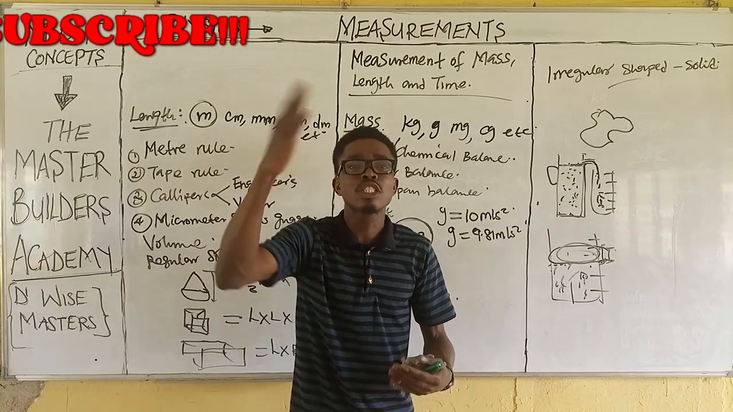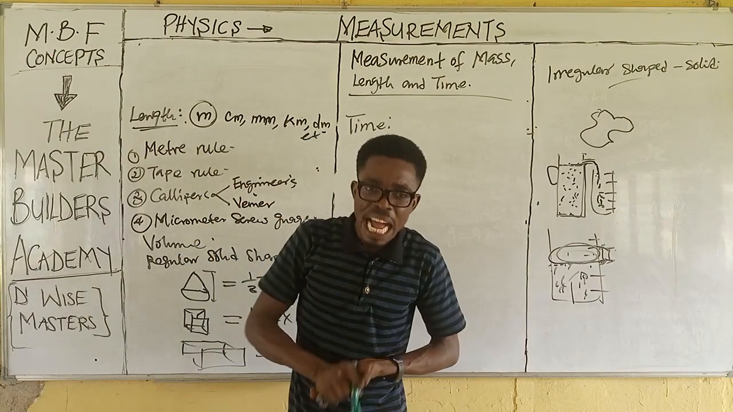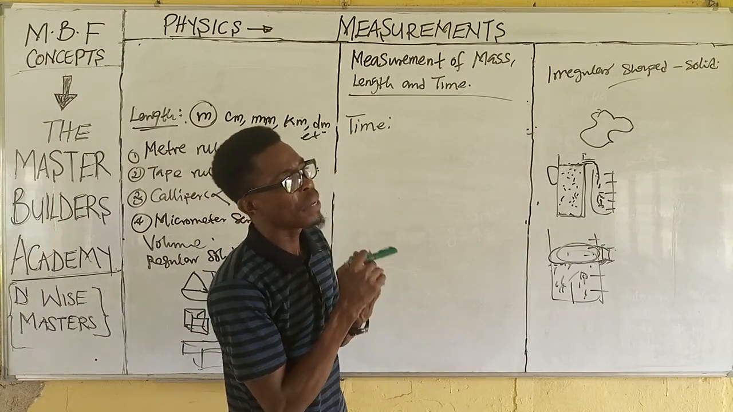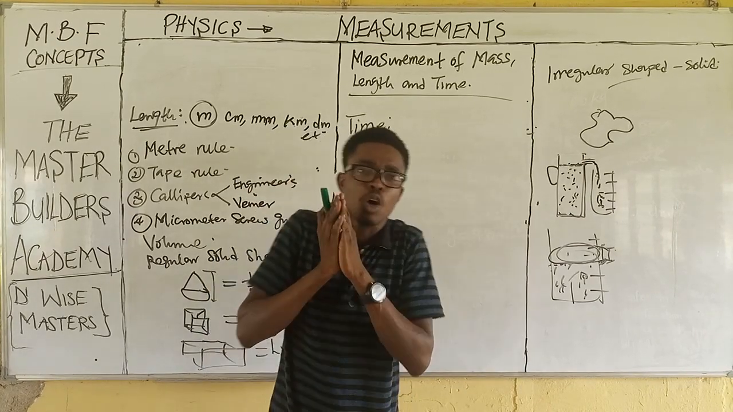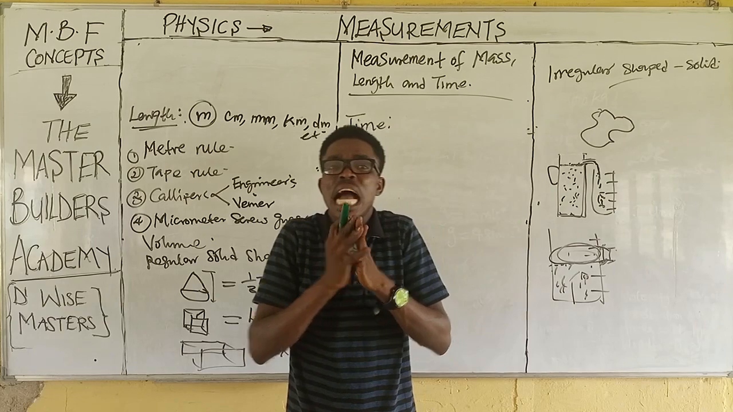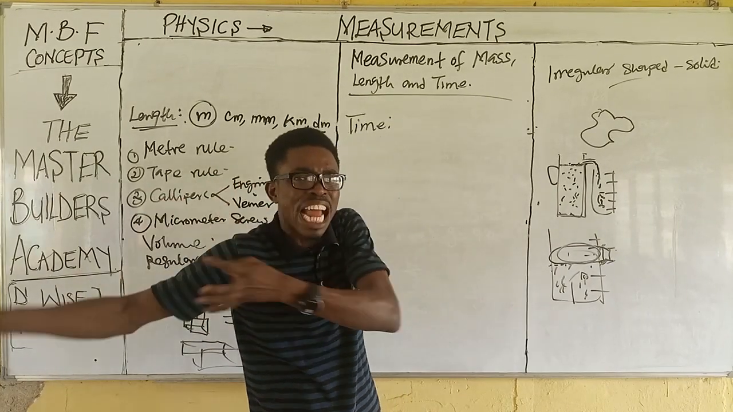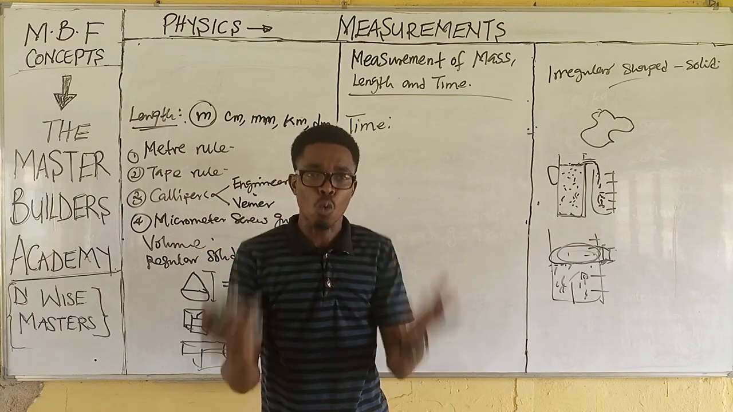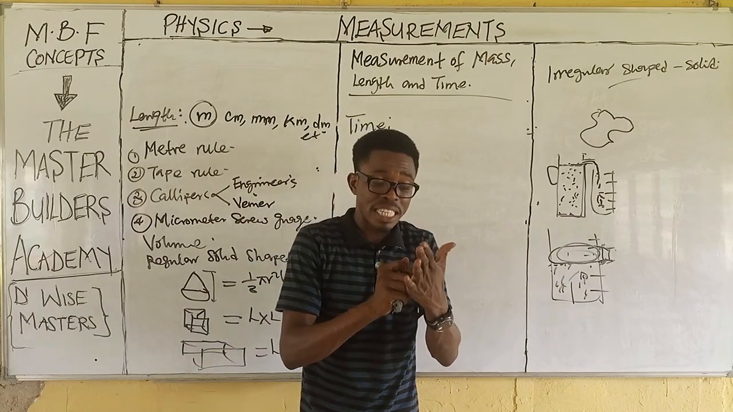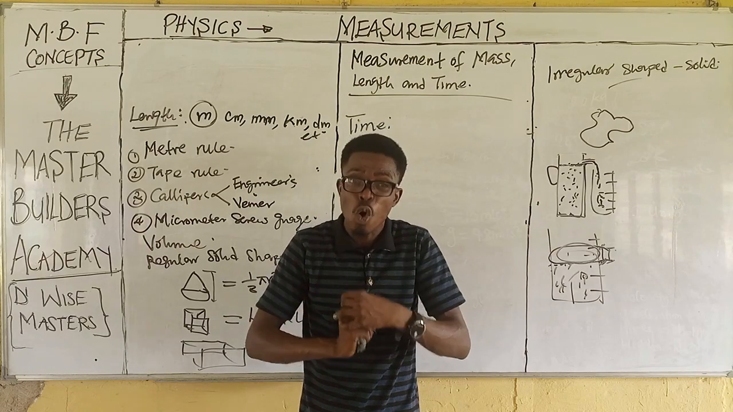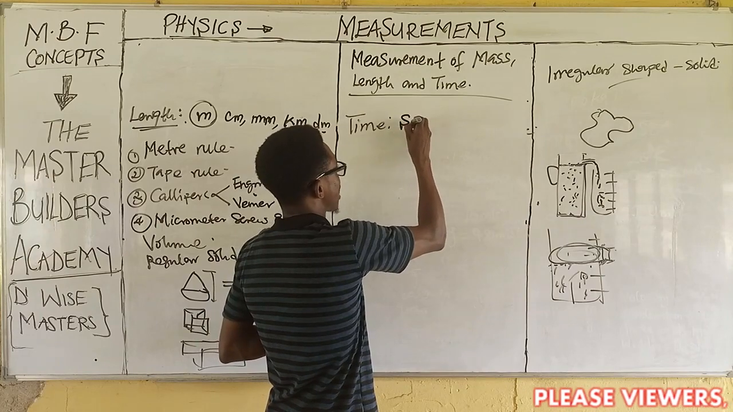Now, finally, we want to quickly talk about time. What is time? Of course, we know that time is one of the fundamental physical quantities, among the three most recognized physical quantities. And the SI unit of measurement is seconds.